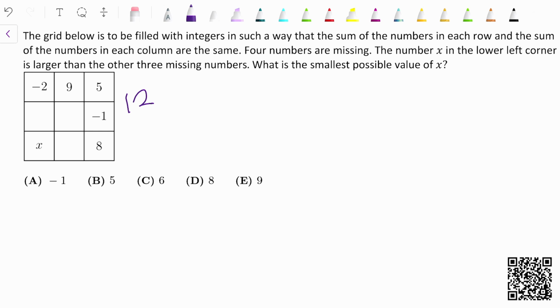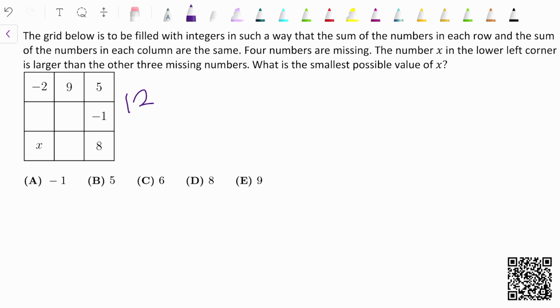So, if we want the smallest possible value of x, and x has to be greater than all the other numbers, let's just look at this row because it's very associated with x. That means that these 2 numbers that we don't know yet, added up, have to be equivalent to 13. But if we want x to be bigger than both of the numbers, yet also be the smallest x can be, these 2 numbers have to be 6 and 7 because that's the middle numbers of 13.